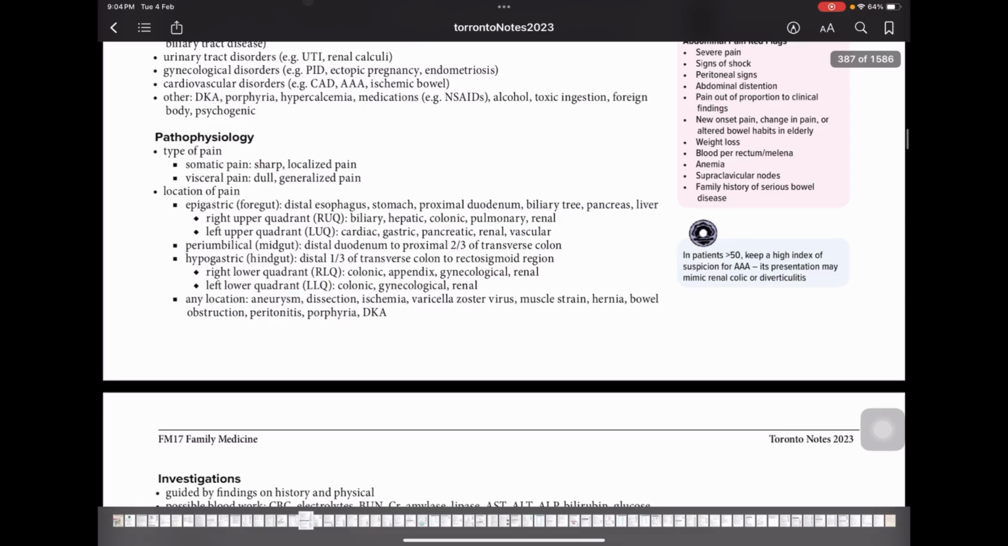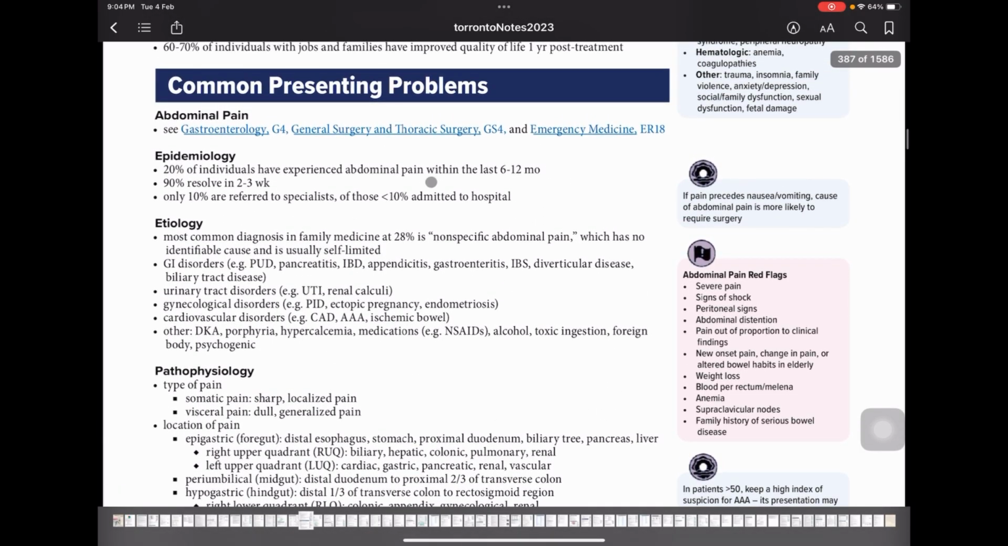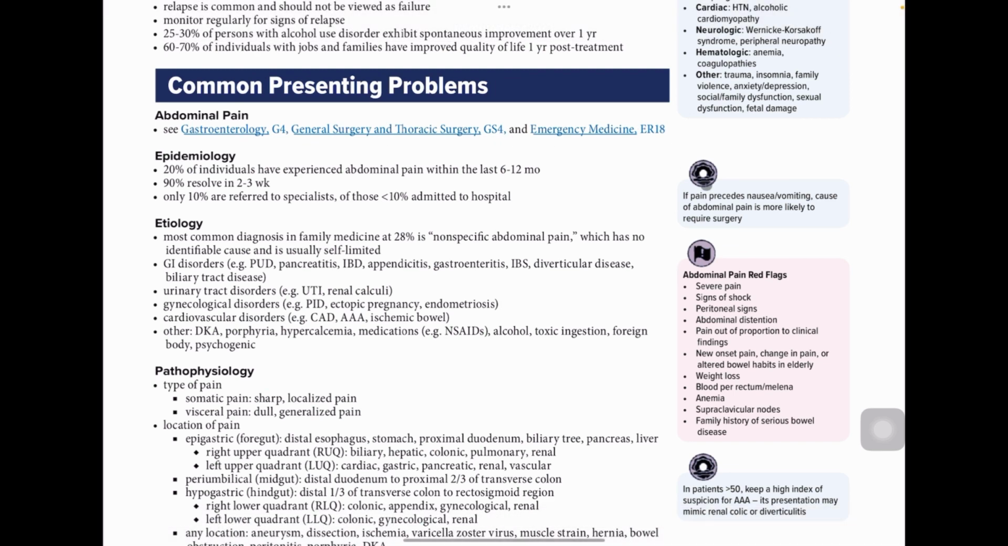honestly, I would tell you, this area is not covering your entire objective for abdominal pain. This is very incomplete if you're just relying on family medicine abdominal pain. This section, no, you have to go and cover it from G4, from GS4 and ER14. I'll cover the boxes on the right side, and then I'll shift to these specific pages as well.